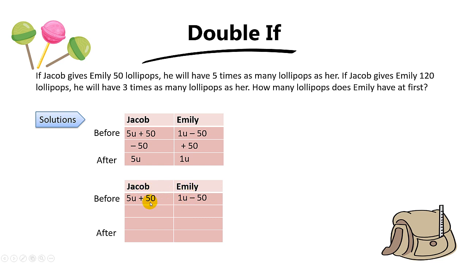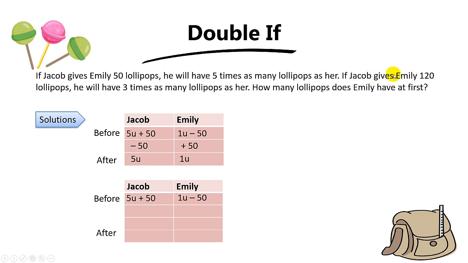Do you know why we do that? That's because of this keyword here, if. If means that it's just an imaginary condition. In other words, the total doesn't change. That's why the before for both Jacob and Emily remains the same. So you copy and paste the same before for both Jacob and Emily, and now you apply the change for the second if.